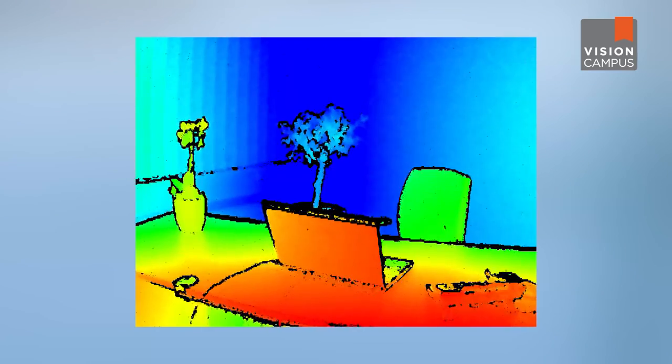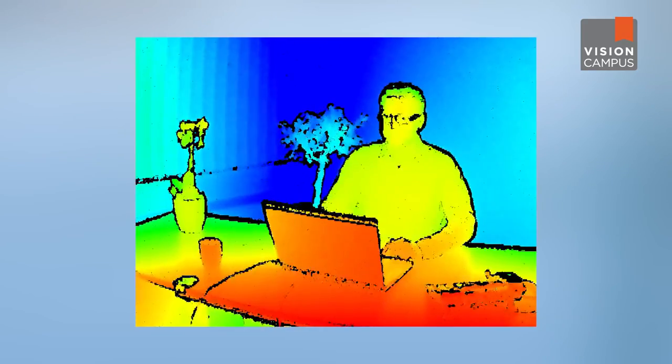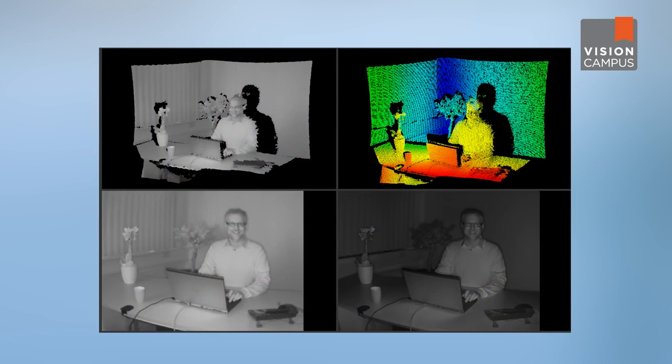So what does a TOF image look like? This example shows the depth information as a pseudo-color image. Blue is far away and red is close. As the TOF camera captures a normal 2D intensity image in parallel with the depth information, we can merge the information sets and create a textured 3D graphic.